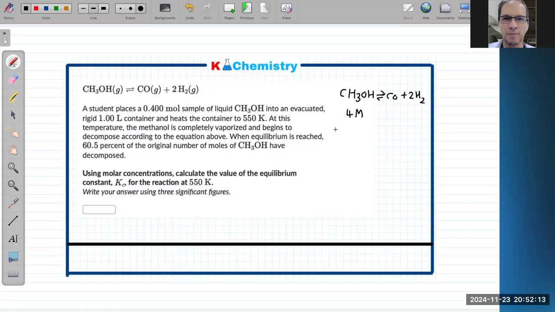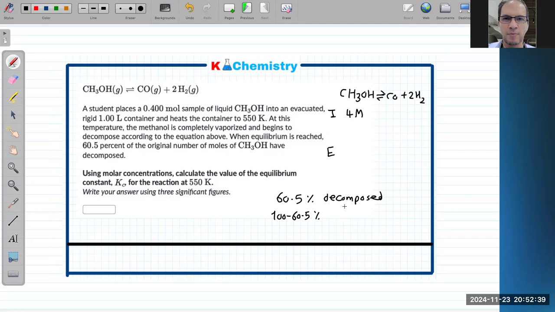I don't know what is the amount that I have ended with. No, I know, because he said at the end how much is decomposed? 60.5% of the original have decomposed. So what is the percentage remaining? 60.5% decomposed, so what is going to be at the equilibrium is 100 minus 60.5%.